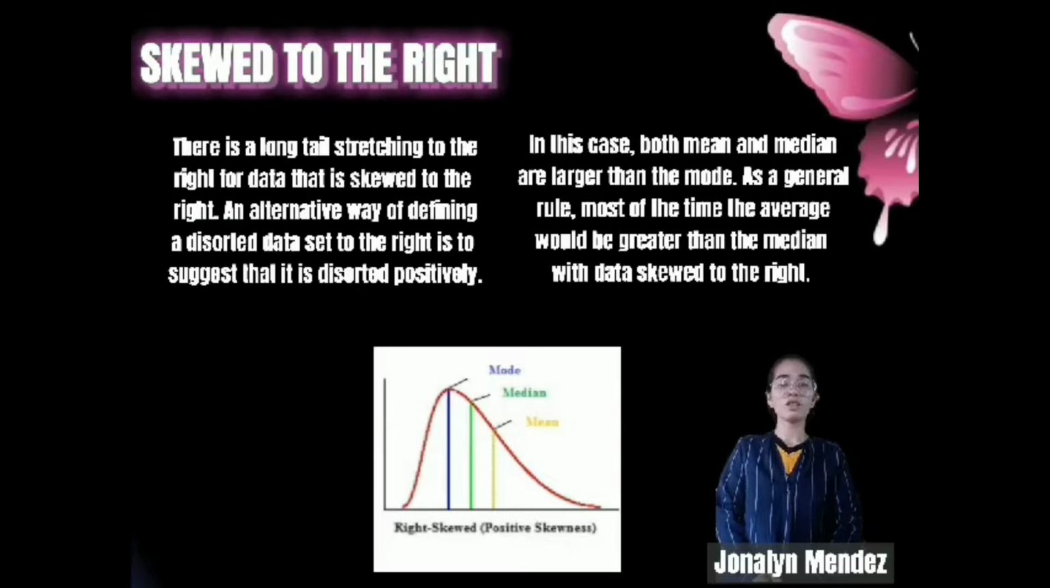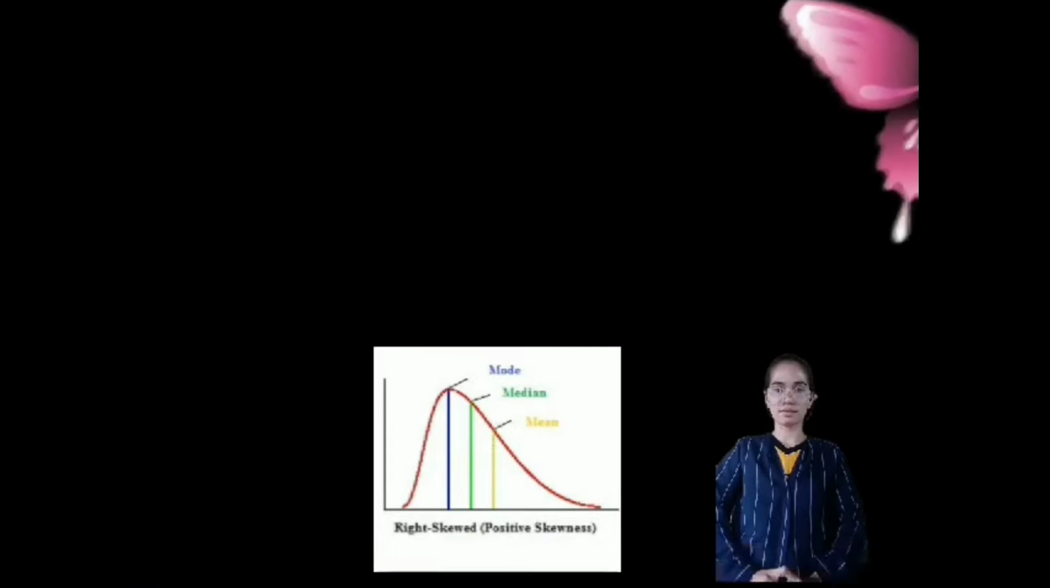As a general rule, most of the time, the mean will be greater than the median with data skewed to the right. In summary, always the median is larger than the mode. Always the median is larger than the mode. Much of the time, the mean is greater than the median.